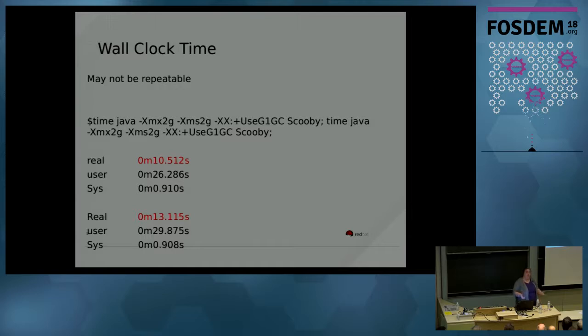Wall clock time is a bad measurement, right? It's not repeatable. I just did two runs of the same thing, and there's a difference of 3 milliseconds or thereabouts. So don't use this. Unless you're running something really big like SpecJBB, don't use wall clock time.